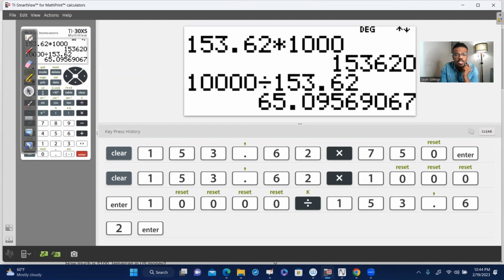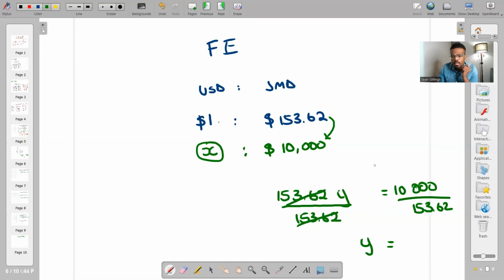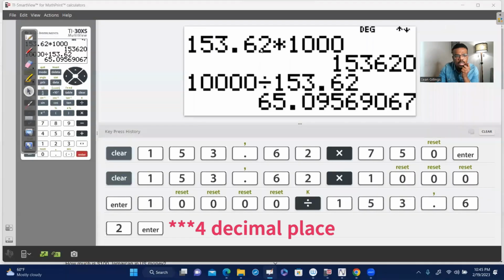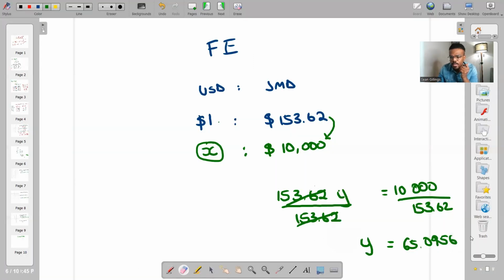So 65.0956. I'm going to stop at 3 decimal places, and I'm going to round that one. So it starts at 6, but the next one is a 9. So I'm going to round that to 7. All right, so I'm going to take off the 6 and put a 7. 0.957. All right. So really what happened here?